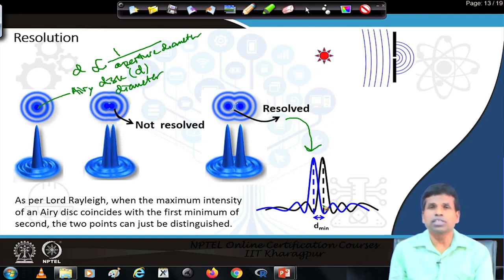Is it only diffraction that spoils the resolution? No, we have several other aberrations too, and we will be discussing what those aberrations are in our next lecture. Thank you.